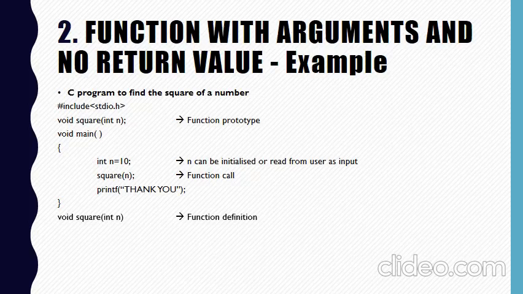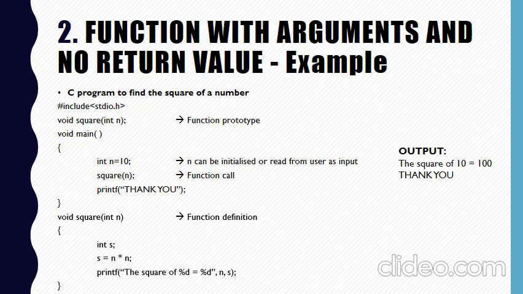So function definition starts with the function header. Function header should be the same as that of the function prototype. Header எழுதியாச்சு. Then you just write the function like this. So int s is equal to n star n. That is how we find the square of a value. So sங்கிறது இங்கே local variable. So this variable is known only to the function square. It is called a local variable, and n is the argument that has been passed from the calling function. So s equal to n star n, printf s. So s print பண்ணிடுங்க. Right? So the output goes like this: the square of 10 is equal to 100.